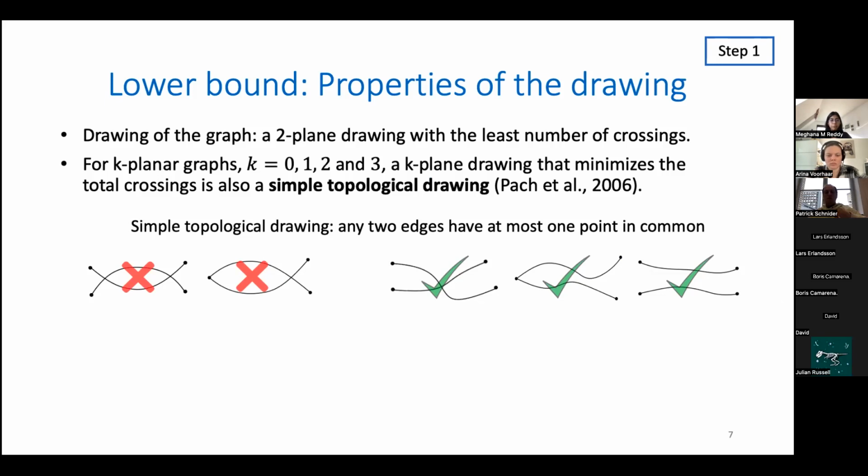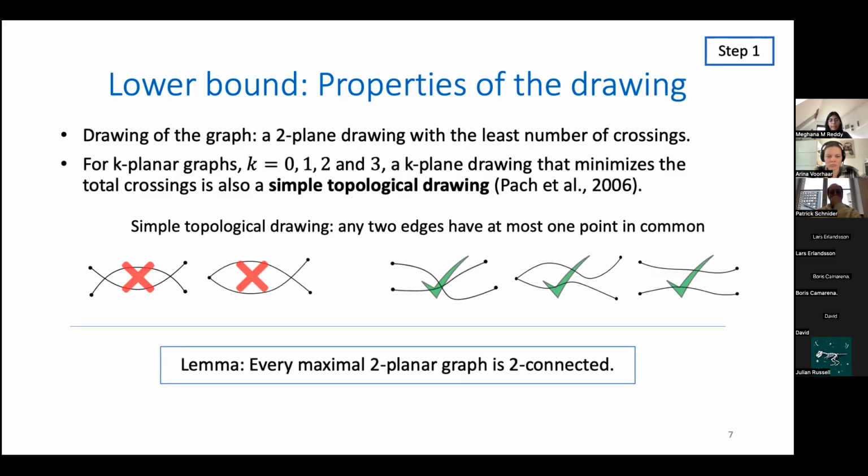And in addition, we have the following property: every maximal two-planar graph is two-connected, which means that you do not have any vertices of degree 1 in any maximal two-planar graph. So the minimum degree is 2. So when we are trying to analyze the drawing, we only have to start with vertices of degree 2 and degree 3. Looking at these low degree vertices is what we care about.